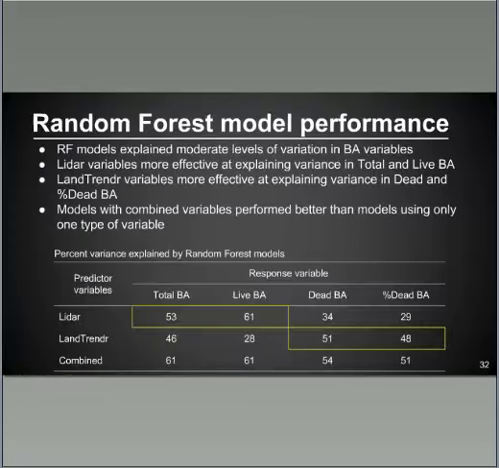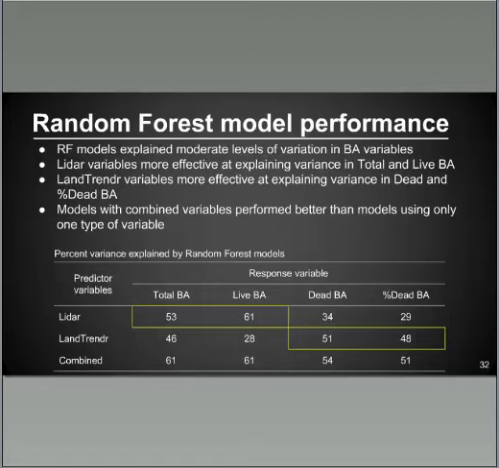So how well did our models perform? We explained moderate levels of variation in basal area. For our best models, about 50 to 60% of the variation in total live, dead, and percent dead basal area was explained by our models that use Lidar and LandTrendr. As we expected, because other studies have done similar things, the Lidar variables were the best at predicting total and live basal area. They are sufficient for that, and they did a pretty good job.